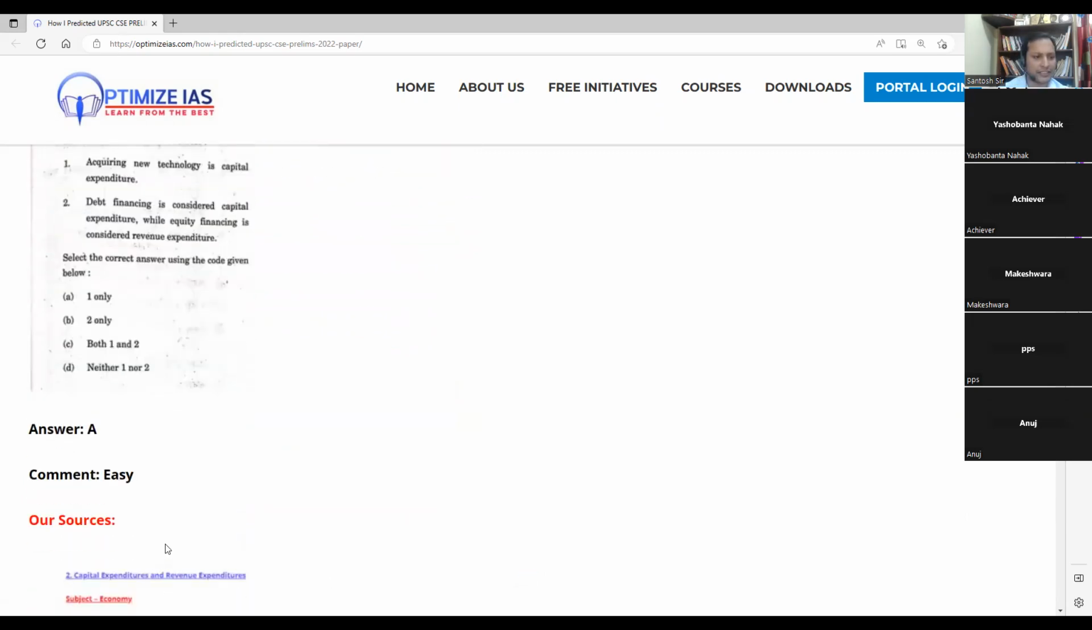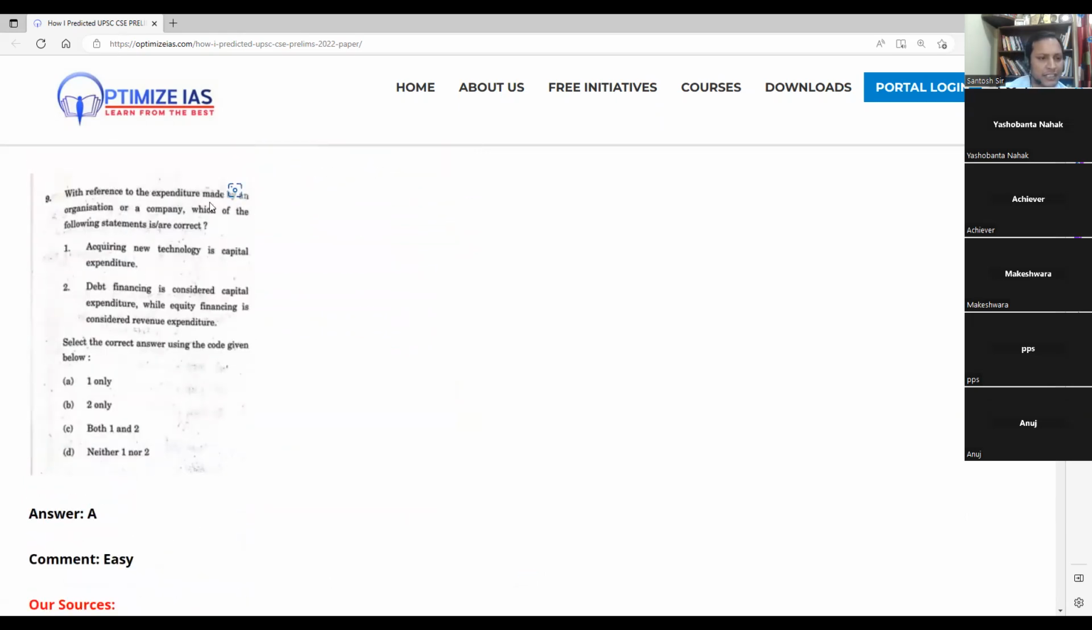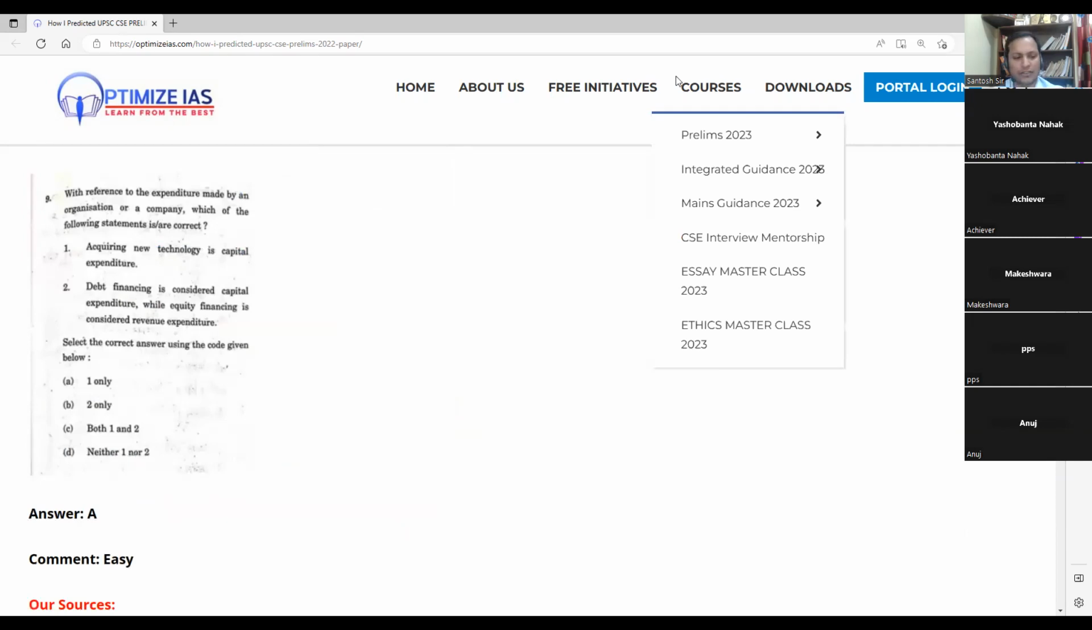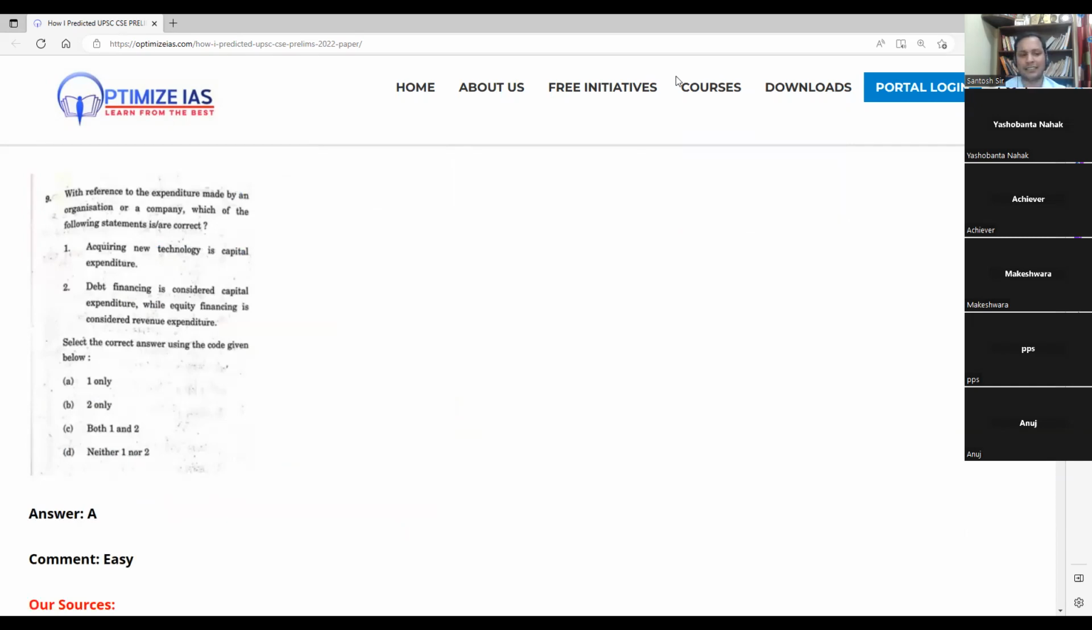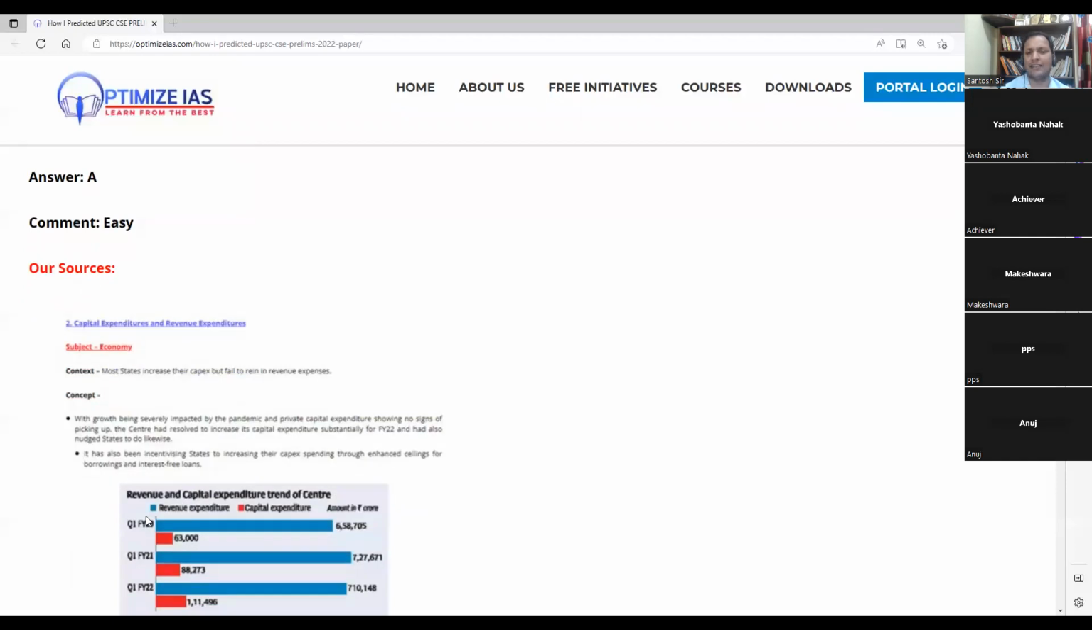The next question, question number 9, with reference to capital. What is capital expenditure? Exactly, a very simple question. They are asking a basic question, and revenue expenditure. You see, I have given exactly from my current affairs source. What is capital expenditure? What is revenue expenditure?